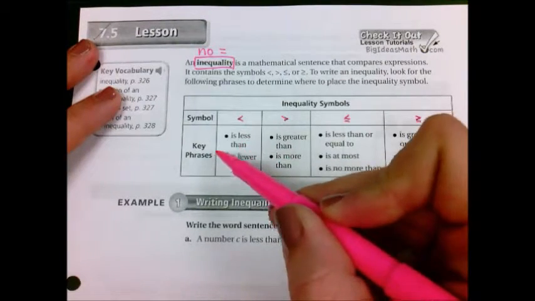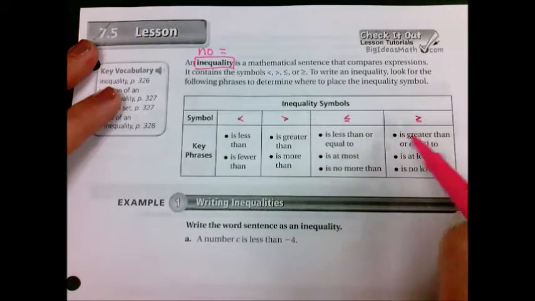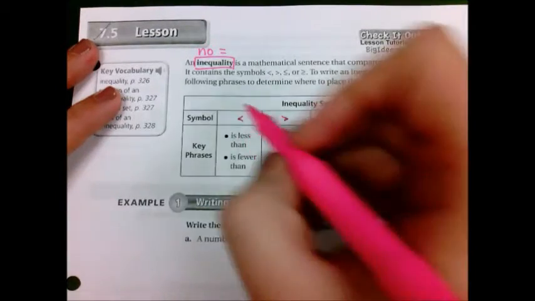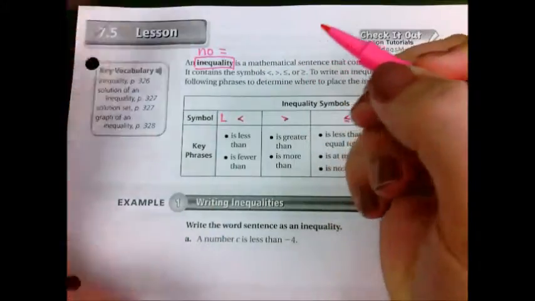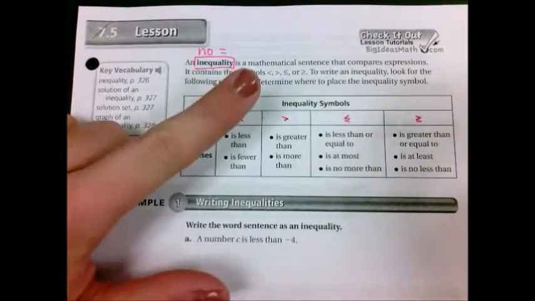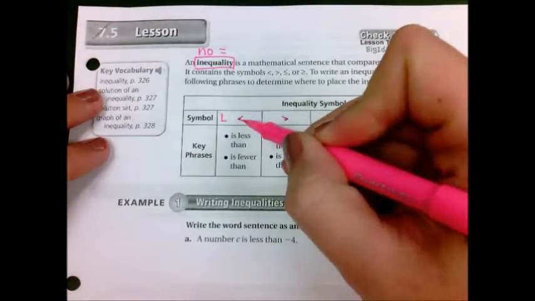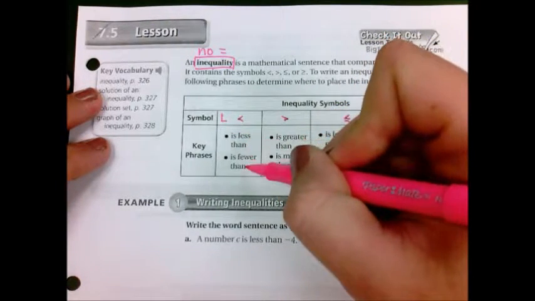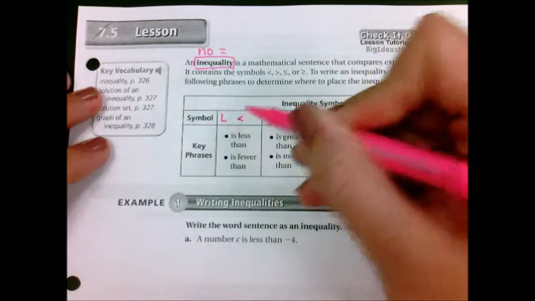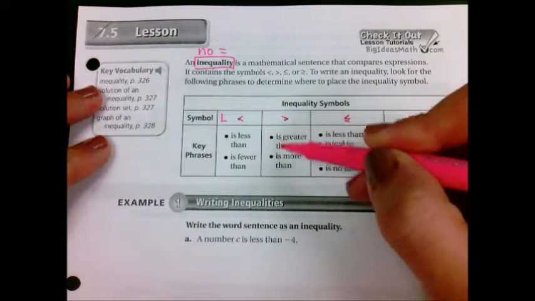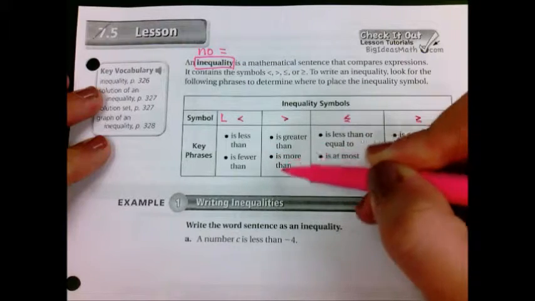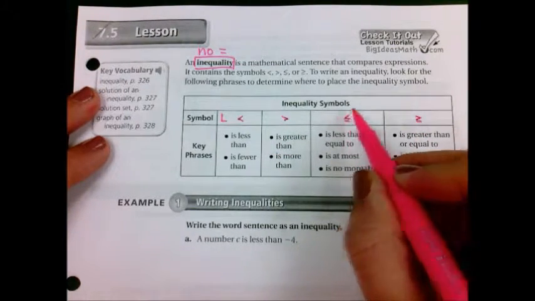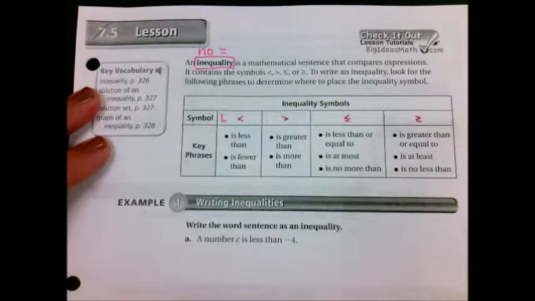When we're looking at key phrases that will lead us to write down these symbols, for the less than sign, we make a capital L with our fingers, and if we squish that down, we get the less than sign, so L, less than. So if we see the words less than or fewer than, we're going to be writing down a less than sign. Over here, if we see the words is greater than or is more than, we'll be writing down a greater than sign.